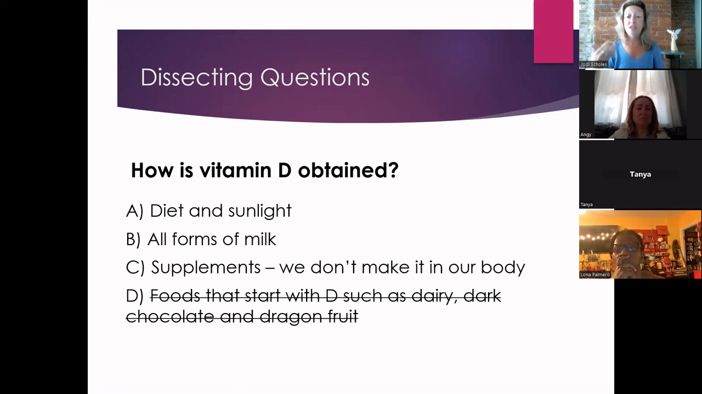All right. So that leaves us 3 answers to choose from. Which do you think is the best answer? How is vitamin D obtained? Diet and sunlight, all forms of milk, or supplements?